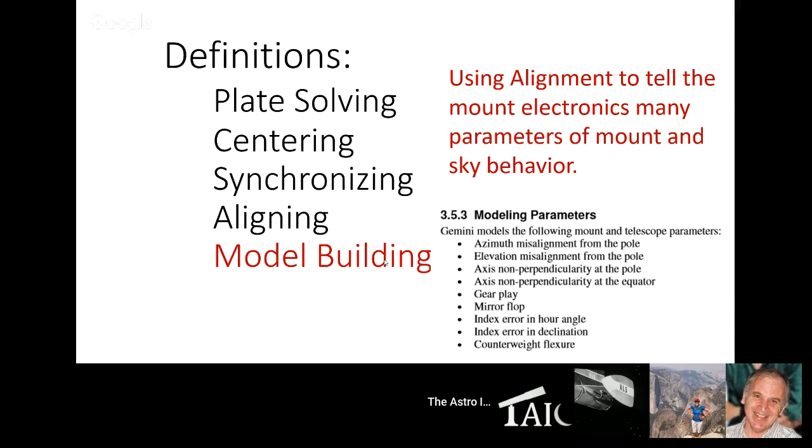Now, if you're really dedicated and you've got TPoint, you can go out and build a 150-point model. And that 150-point model means that you've taken pictures randomly all over the sky, and you can take into account all these things: mirror flop, index or counterweight flexure, axis non-perpendicularity, which is called cone error. Okay, so you can tell all that stuff once you've built a model. If you've got an absolutely wonderful model, you are also going to be able to tell how refraction is affecting the telescope and things like that.